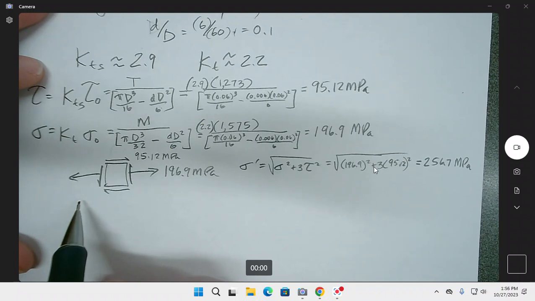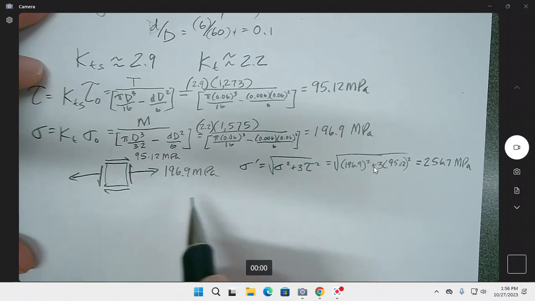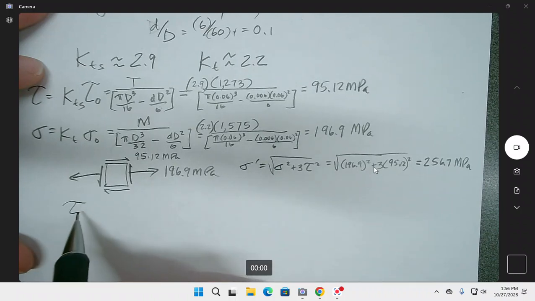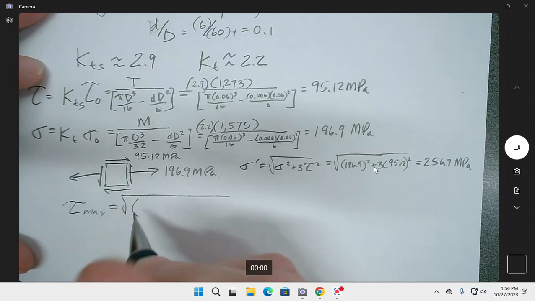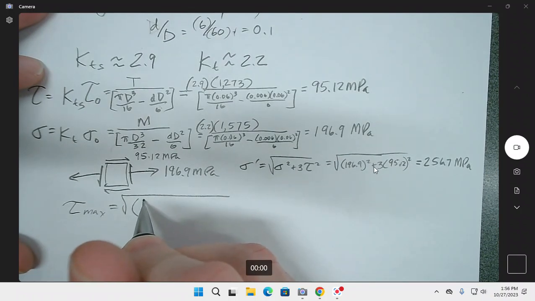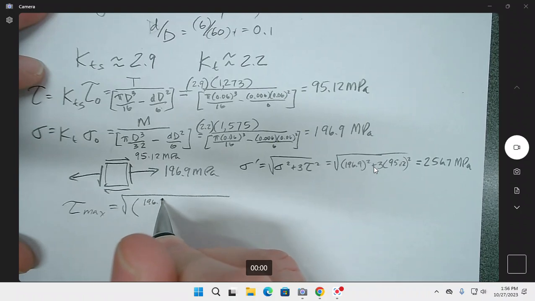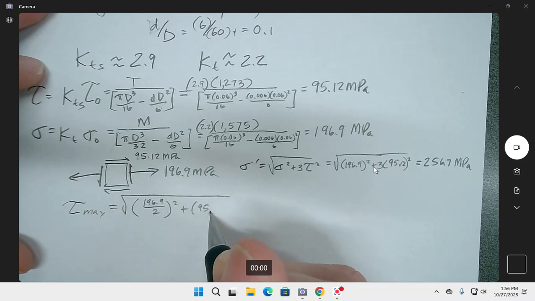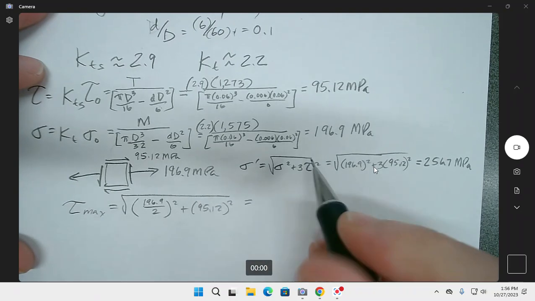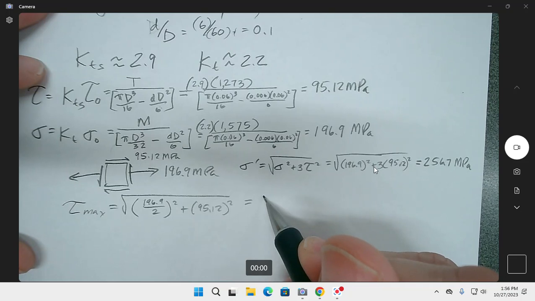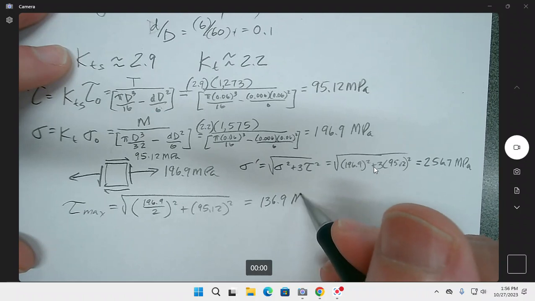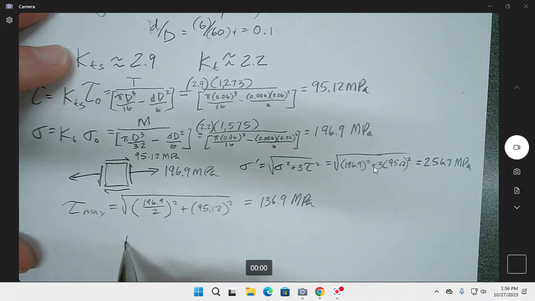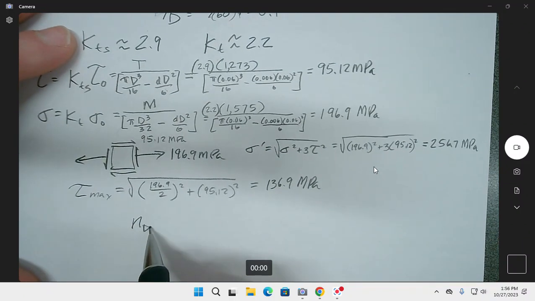What am I doing? Oh yeah, so the maximum shear stress theory, we need to get the tau abs max, which we can take a shortcut and say we could take the normal stress divided by 2 and square that, so 196.9 divided by 2 squared plus the 95.12 squared, and we end up with an absolute shear of 136.9 megapascals.